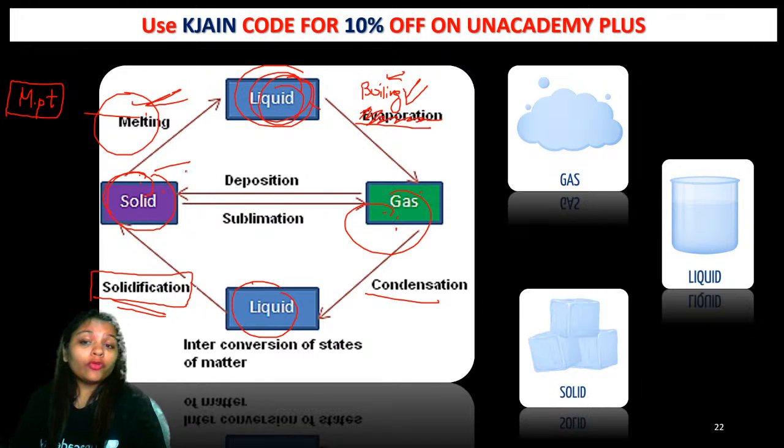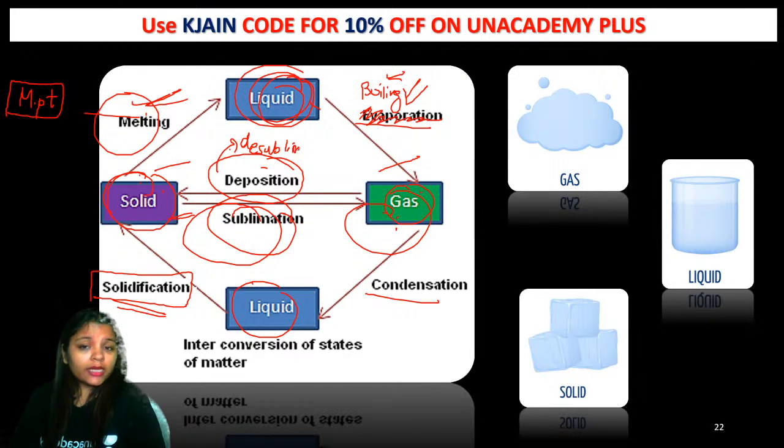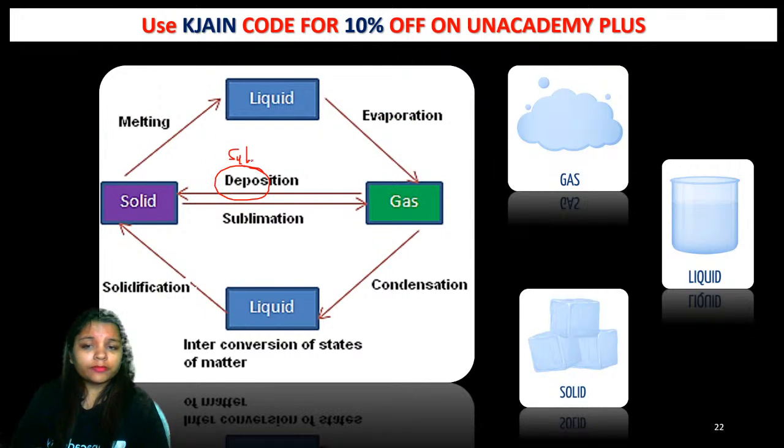If you want to convert solid into gas, then you have to do sublimation. You have to increase the temperature till the point where the solid is converted into gas. Similarly, if you want to convert gas into solid, then you have to do deposition. It is also called desublimation, and somewhere in the books it is also called sublimation. Both are correct words, but deposition is the more correct word as compared to sublimation for gas to solid.